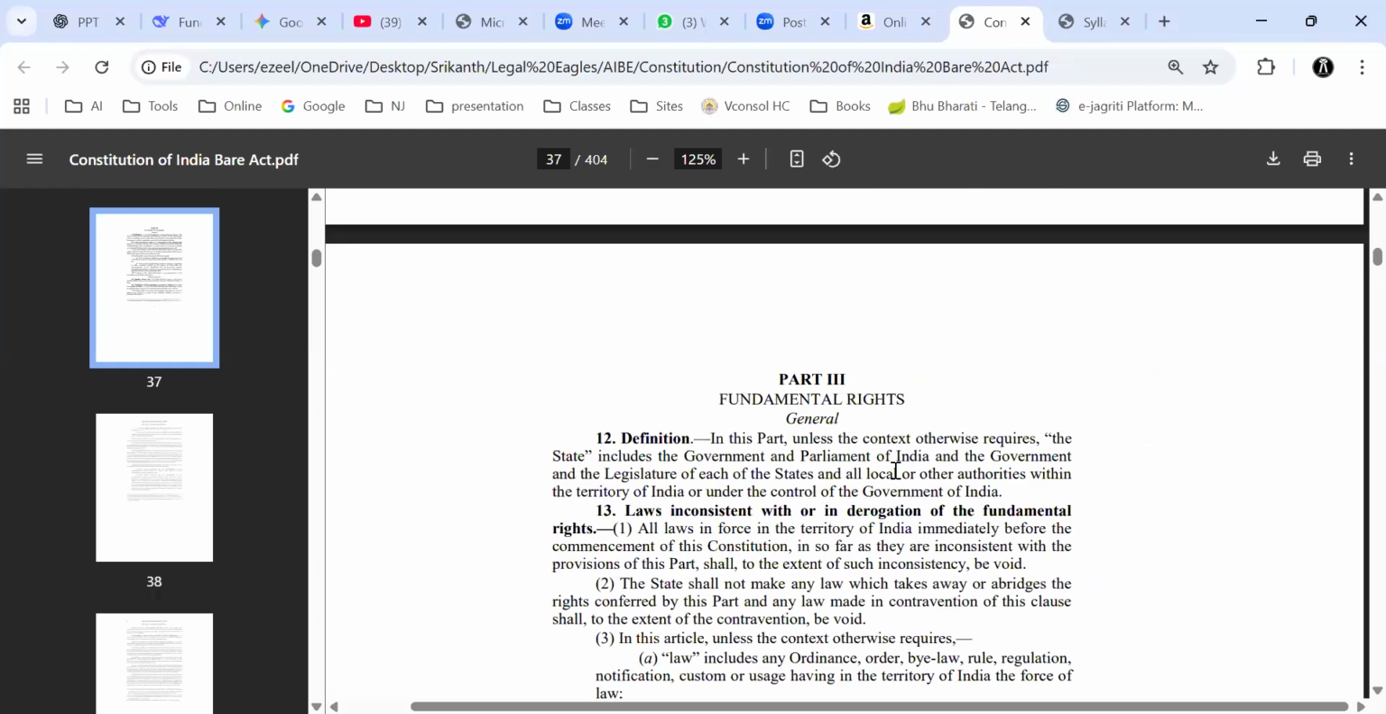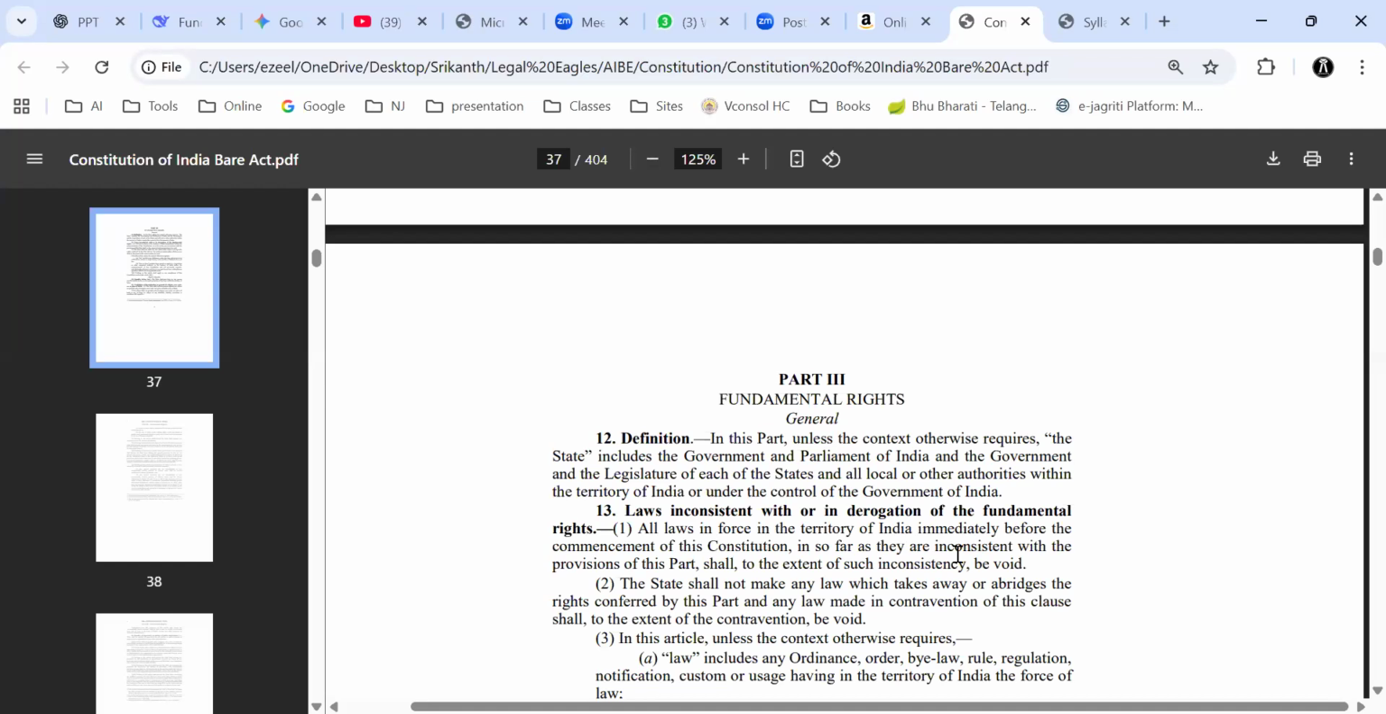So in the Constitution, Article 12 definition: in this part, unless the context otherwise requires, the state includes the government and Parliament of India and the government and the legislature of each state and all local or other authorities within the territory of India or under the control of the government of India. So they will ask the definition of the state. Article 12 speaks about the definition of the state.